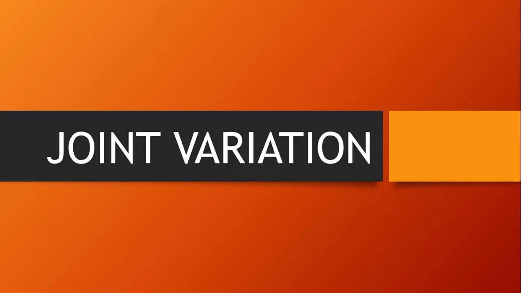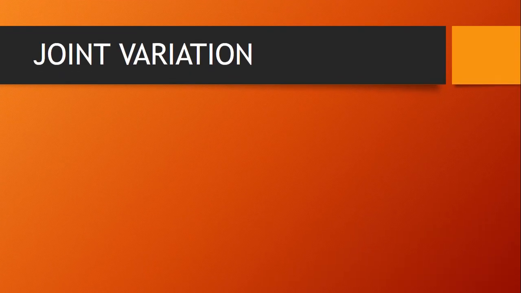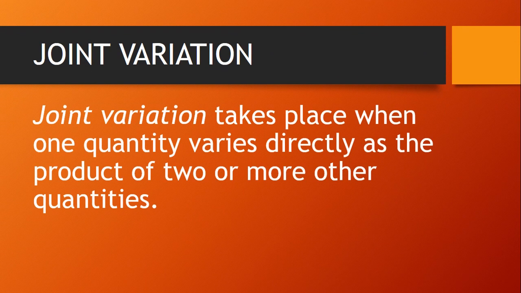Joint variation. Ano nga bang joint variation? Sabi dito, one quantity varies directly as the product of two or more other quantities. So, kanina sa direct variation at inverse variation, dalawang quantity lang pinag-uusapan natin, yung x saka y. This is a joint variation, tatlo na sila. So, yung isang quantity varies directly sa product ng dalawang quantity.